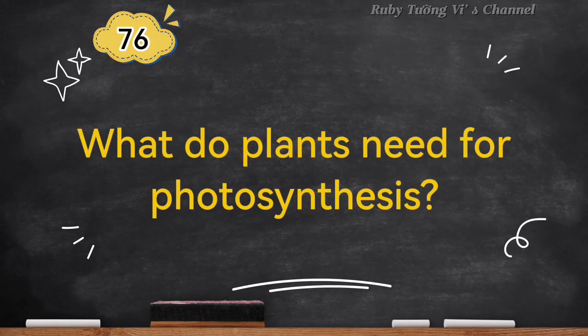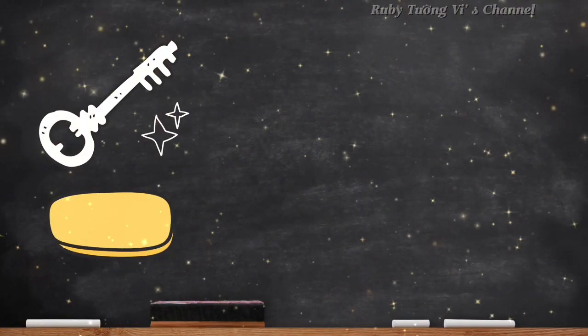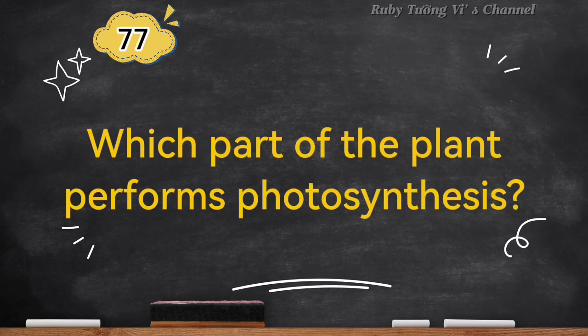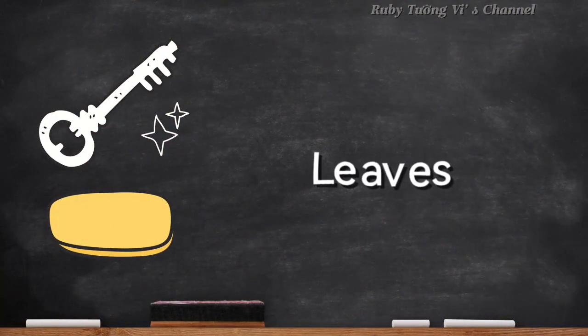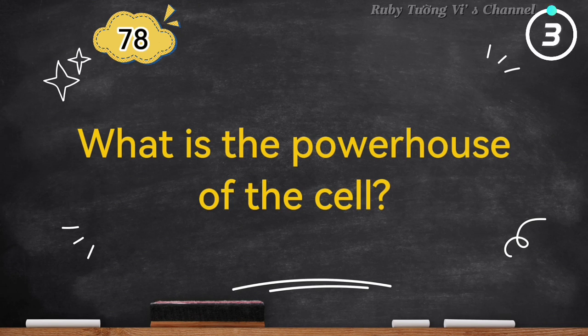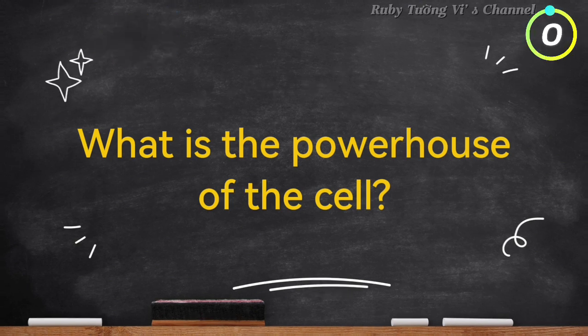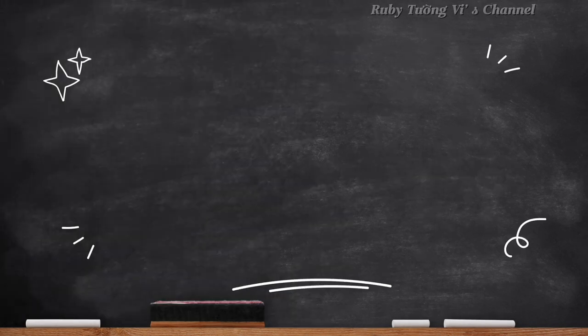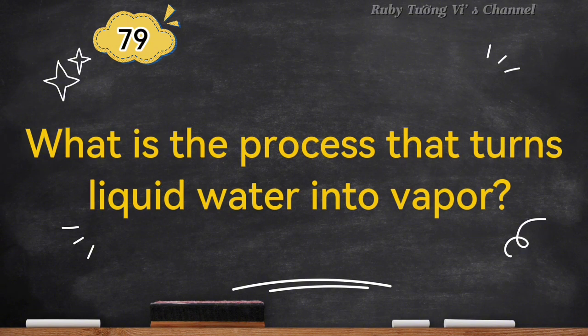What do plants need for photosynthesis? Sunlight, water, and carbon dioxide. Which part of the plant performs photosynthesis? Leaves. What is the powerhouse of the cell? Mitochondria. What is the process that turns liquid water into vapor?